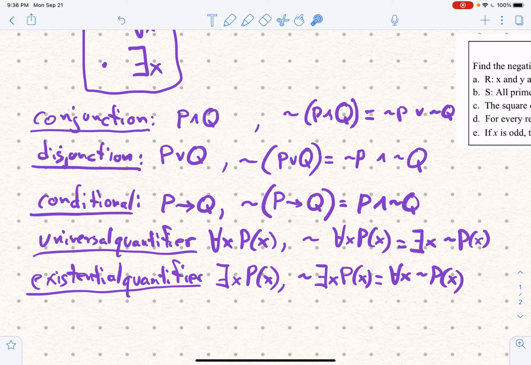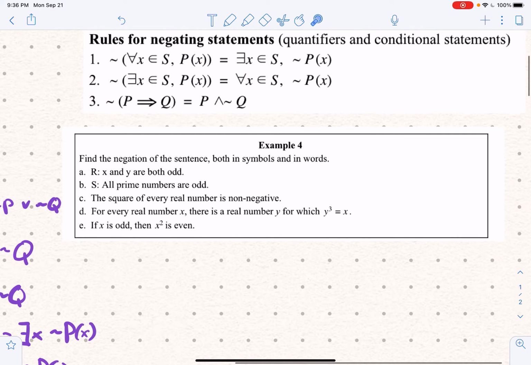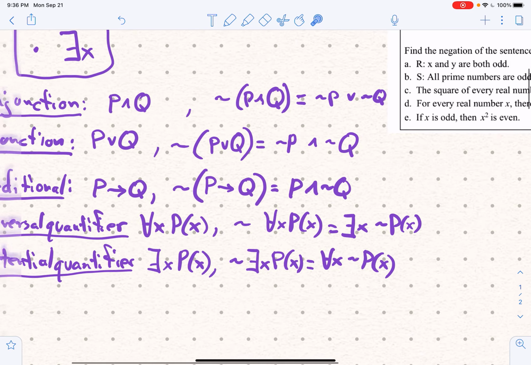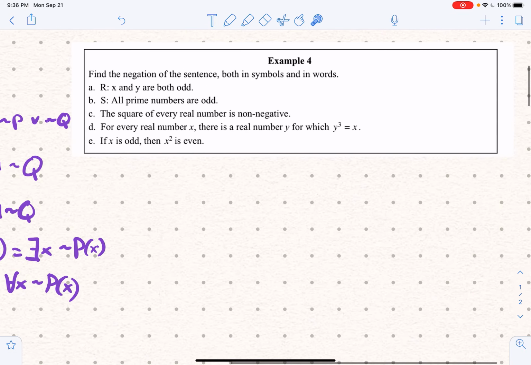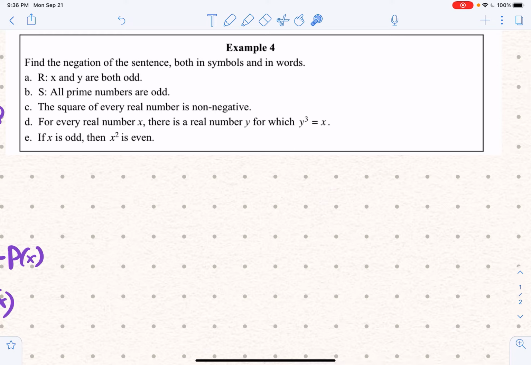So let's go ahead and actually talk through some examples. If you're wondering what's up here, this is just the rules for negating statements, some of the rules that we wrote down. The list I have here is even more complete, so stick with that. All right, this was example 4 on the handout from last time, and we're going to go through it today. That'll be our last foray into the logic chapter, and then next we're going to talk about something called combinatorics, which is the science of counting.